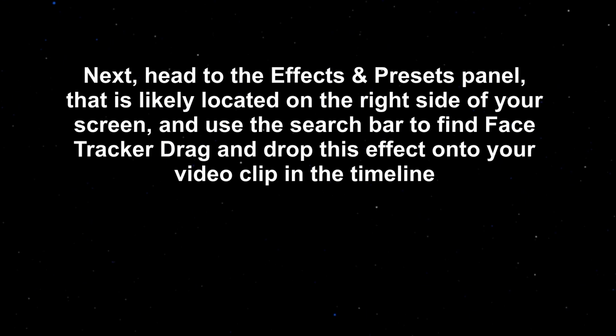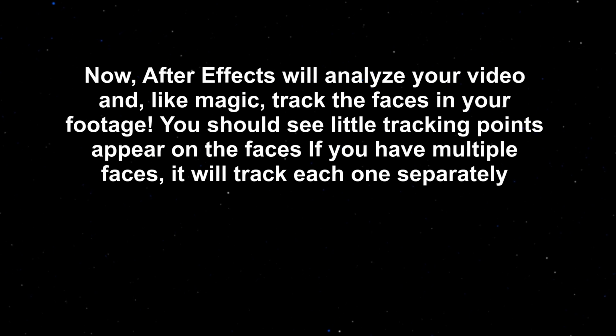Next, head to the Effects and Presets panel that is likely located on the right side of your screen, and use the search bar to find Face Tracker. Drag and drop this effect onto your video clip in the timeline. Now, After Effects will analyze your video and, like magic, track the faces in your footage. You should see little tracking points appear on the faces. If you have multiple faces, it will track each one separately.